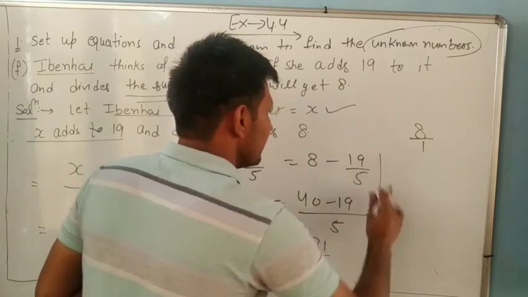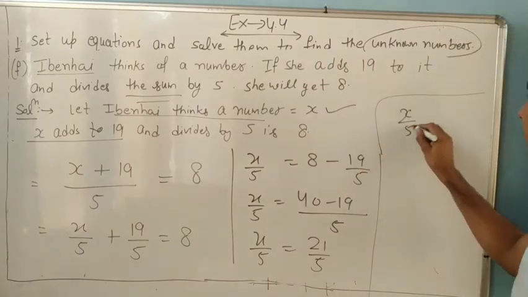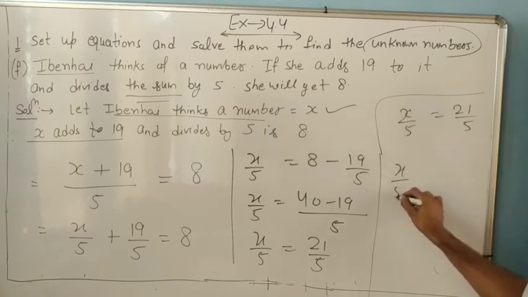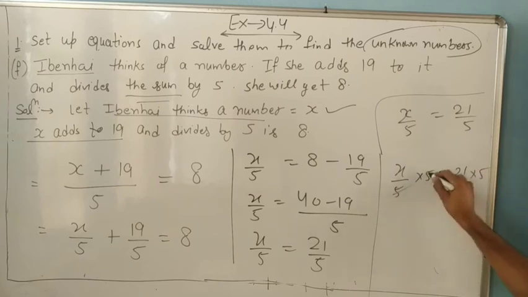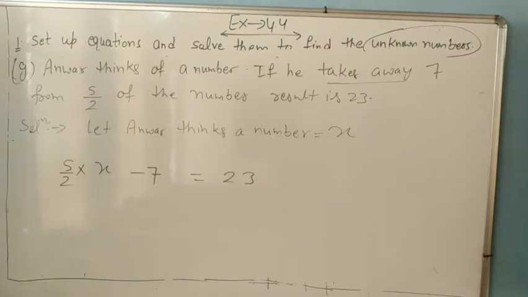Now what will we do? x by 5 equals 21 by 5. Multiply by 5 on both sides. Please do it yourself. x equals 5 cancels 5. How much is x? x is 21. Please note it down.